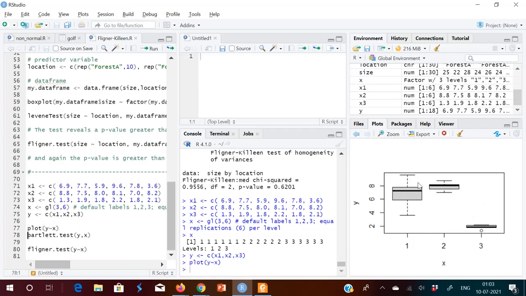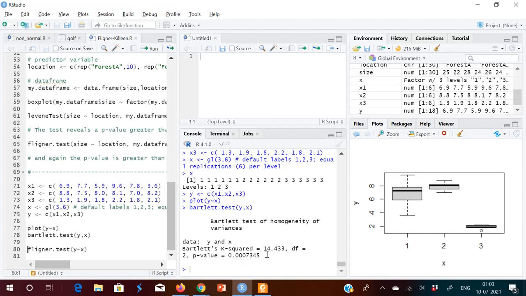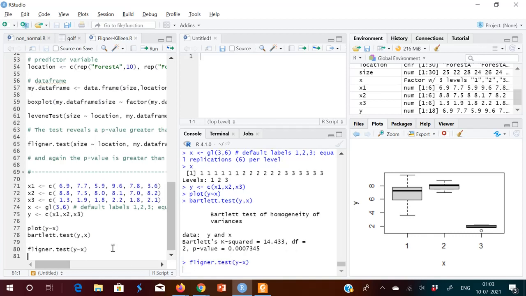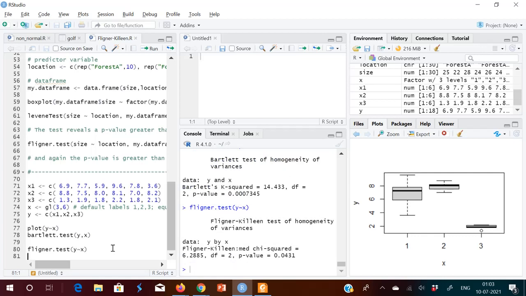So I am plotting Y versus X. You can see this is a box plot, and this is very much below this one, so there should be a difference in the variance. The p-value is very small, so you reject the null hypothesis. Here also the p-value is very much less than alpha 0.05, so there is a difference in the variance. Actually, these two have more or less similar variance, but this one is what differs.